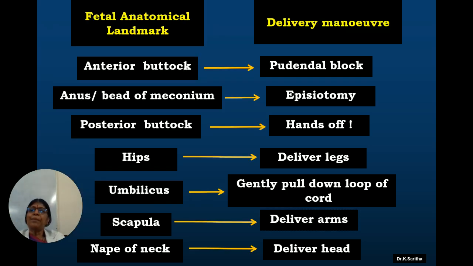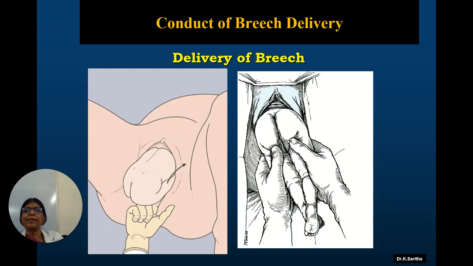Then fetal landmarks: anterior buttock, pudendal block is to be given, and again when you see the bead of meconium, that is when the breech is at the introitus. Give an episiotomy during crowning, when you see the breech climbing up. When the posterior buttock is seen, just hands off. When the hips are seen, deliver the legs. At the umbilicus, gently pull a loop of cord down. When you see the scapula, deliver the arms, and when you see the nape of the neck, deliver the head of the fetus.